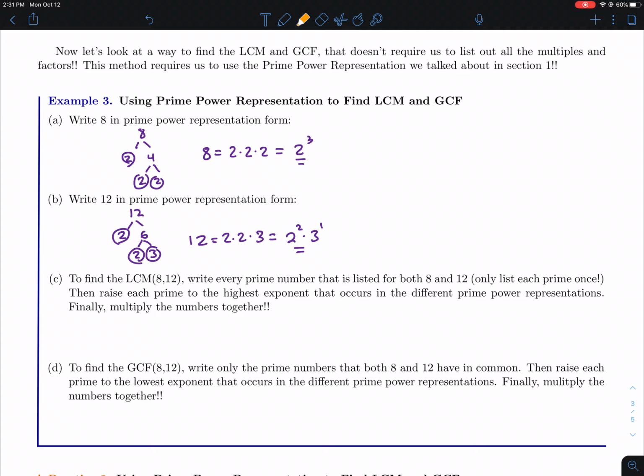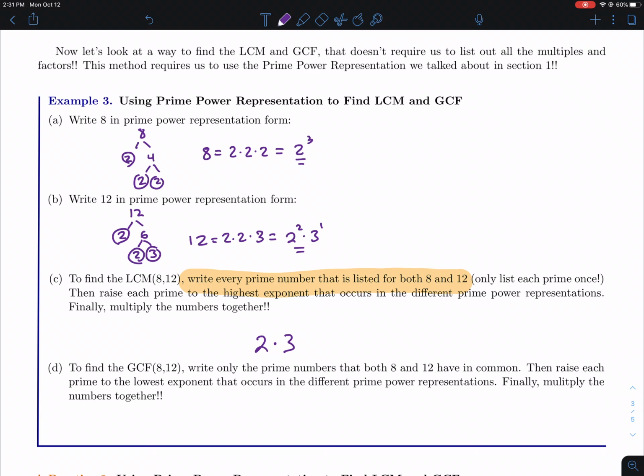And so what we want to do is write every prime number that's listed for both 8 and 12. It doesn't matter if they don't have it in common. We just want to list each and every one of them. So the way I usually do this, I start off with the primes first, and then I'll jump to the exponents later. So in this case, 8 has a 2. And then 12 has a 2, but since we've already written 2, we don't want to write it again. But there's a 3 that wasn't in 8, so we do want to include the 3.